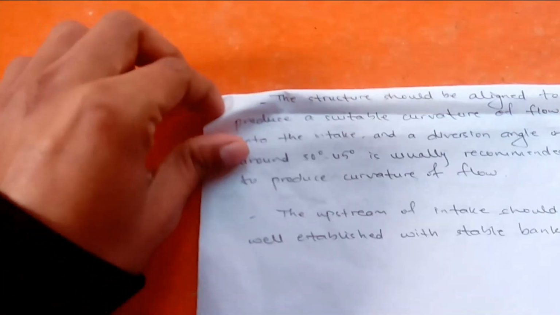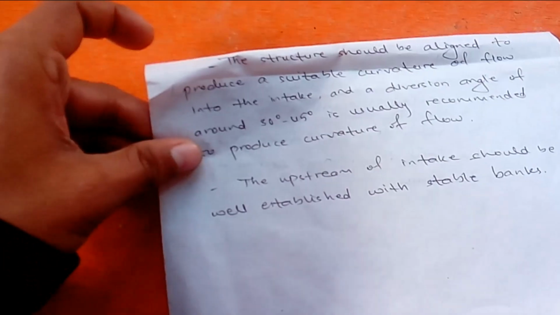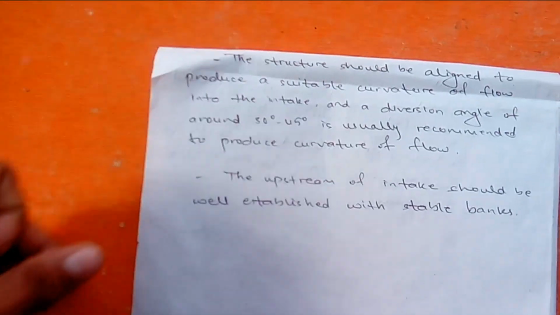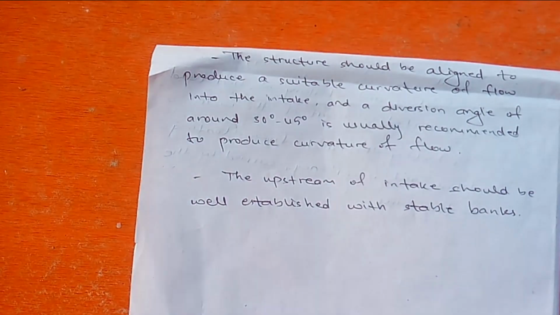And the fourth point is that the upstream of the intake should be well established with stable banks. River erosion is very prominent in the zone where retaining structures are constructed. That's why the upstream of the intake should be well established with stable banks, so that no significant erosion will take place, and there will be less intrusion of sediment into the intake.